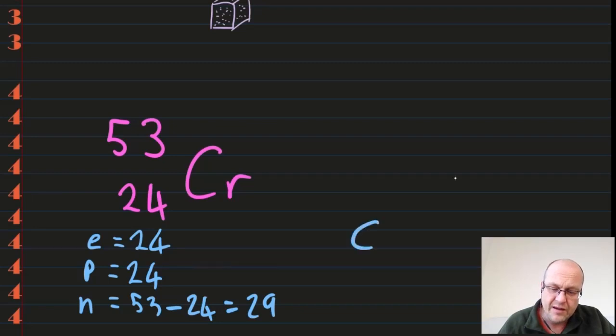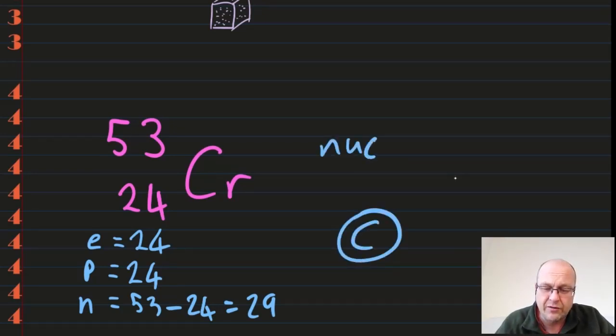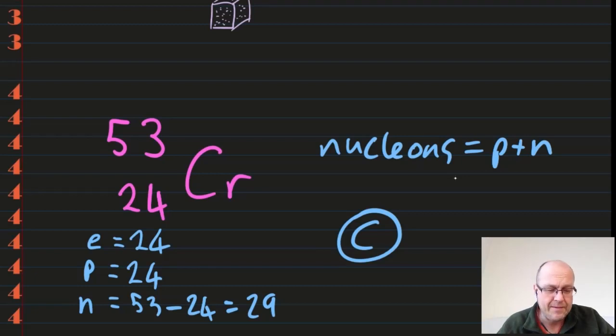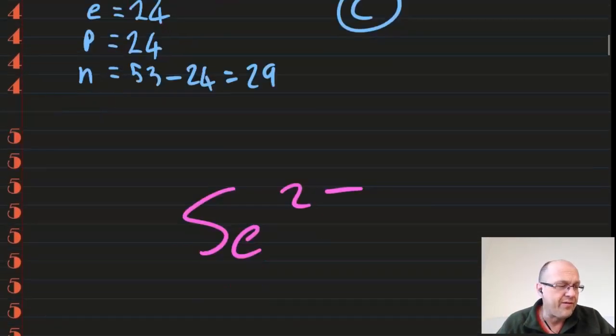4 is C. The only trick they might play on this is they might ask you about the nucleons. So nucleons are protons and neutrons. That's the only little trick they play. Question 5.